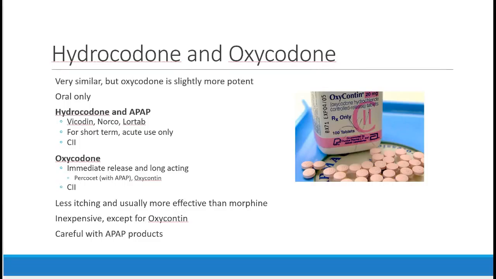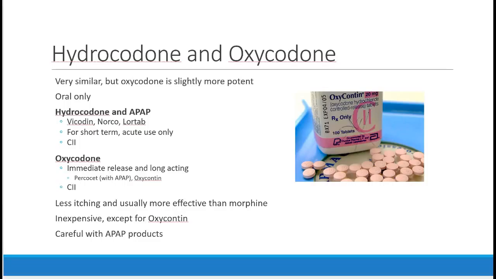All right, hydrocodone and oxycodone. I kind of talked about these with the structures a little bit. They're similar. They're both more potent than morphine. Oxycodone is slightly more potent than hydrocodone, but they're again quite similar as far as dose conversions go. Hydrocodone is combined always with Tylenol. There's no pure hydrocodone product on the market, at least not right now. Hydrocodone is combined with acetaminophen.